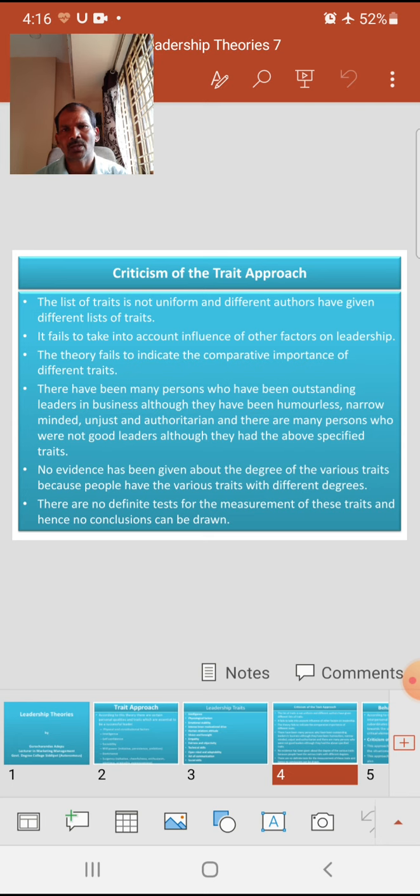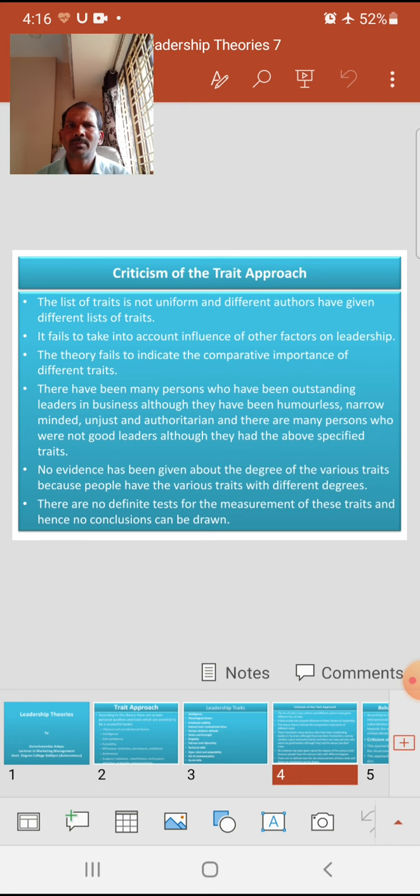We will see now. Various studies prove that the trait theory cannot hold good for all sets of circumstances. The list of traits is not uniform and different authors have given different lists of traits. It fails to take into account the influence of other factors on leadership. The theory fails to indicate the comparative importance of different traits.